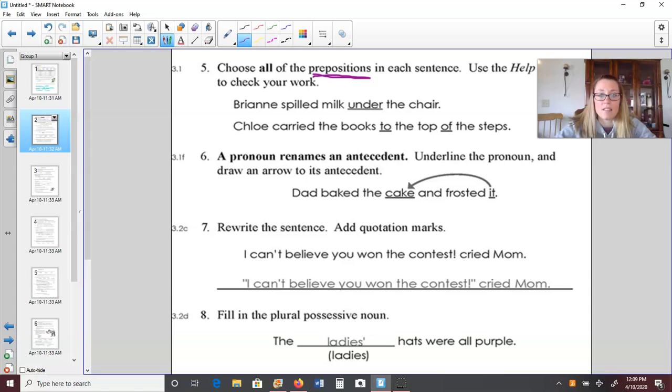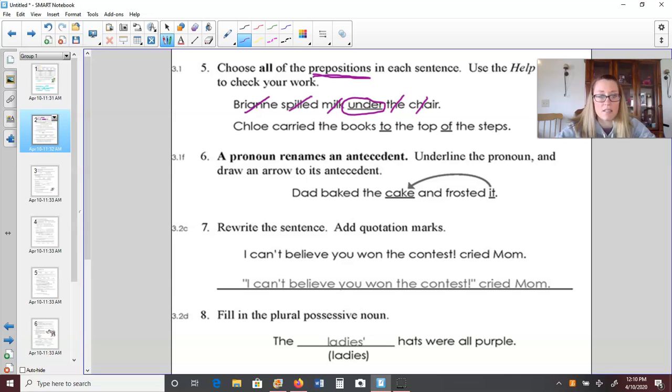So Brienne spilled milk under the chair. Well, Brienne is our noun, our subject noun, so we'll get rid of her name. Spilled would be our action word. Milk is a noun, it's a thing. The is an article, a and the, and chair is our object noun, so what we're left with is under. That would be our preposition.